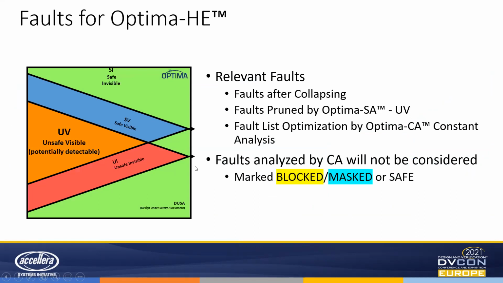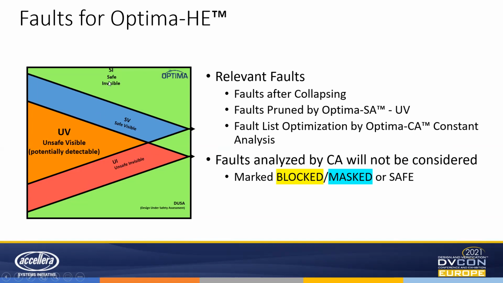So what are the faults we have to take to the hard error engine? Only relevant faults. I think that's one of the issues we're solving. So what are the relevant faults? As mentioned, the UI, that is the single point faults, are being solved by the coverage maximizer.